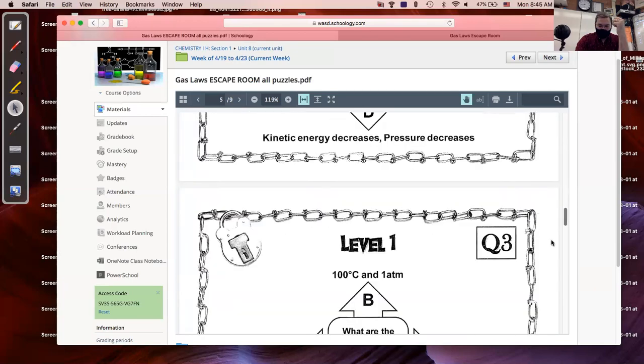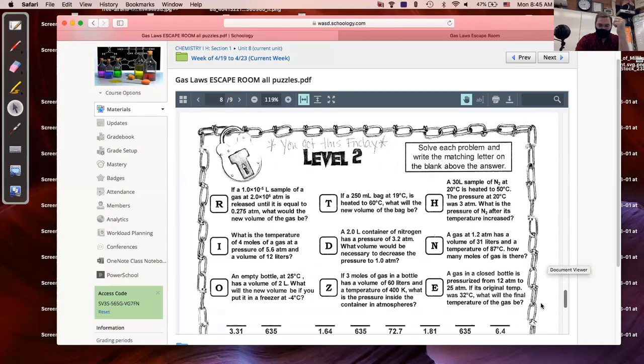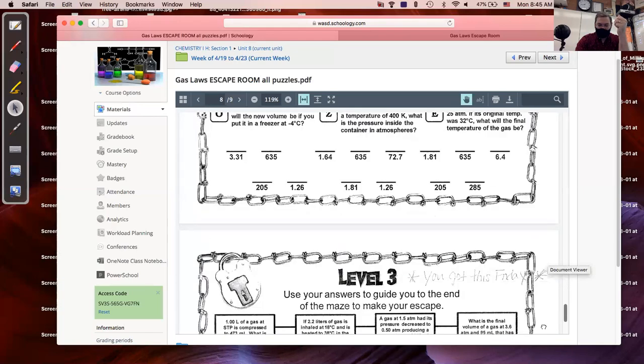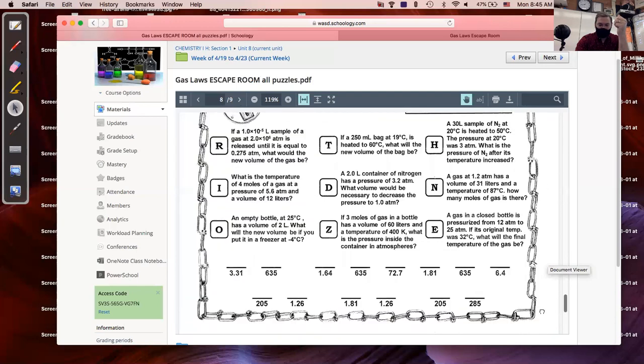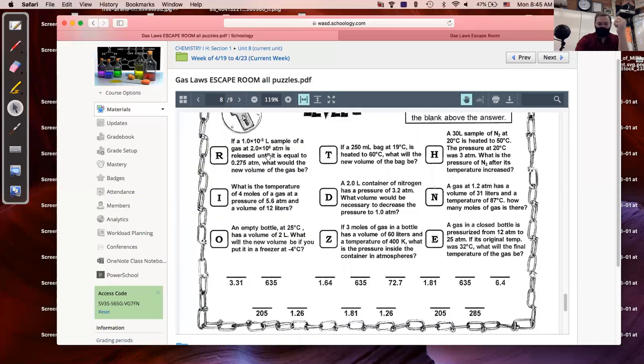Then level 2 and level 3 are a little bit different. Level 2, there are some problems. They're combined gas law and ideal gas law problems. So for instance, if you do this problem here and you happen to get an answer of 1.64, which would be like 1.64 liters, then R goes in any space that says 1.64, which would be here. So this might be an R. I'm not saying that it is, but it could be.